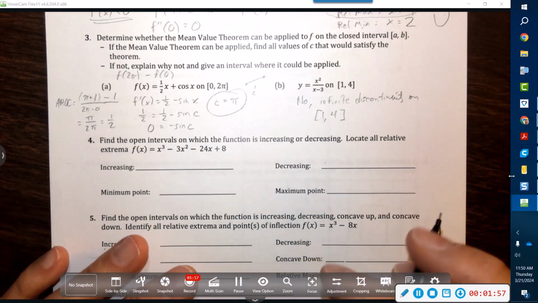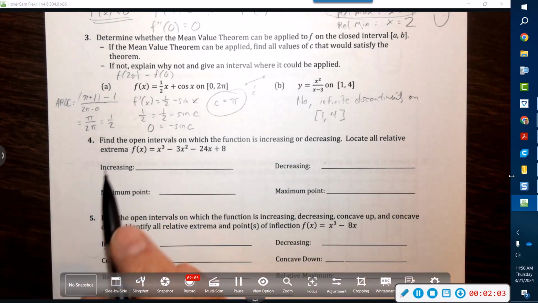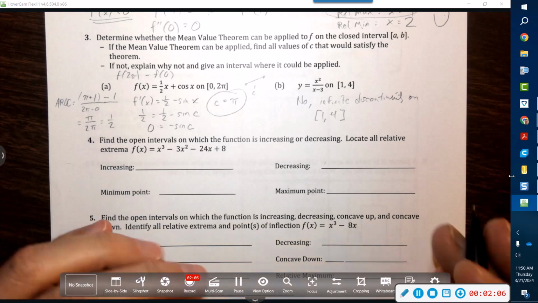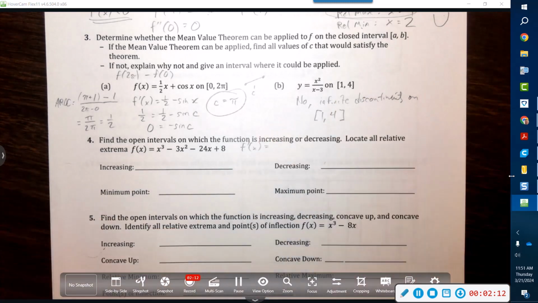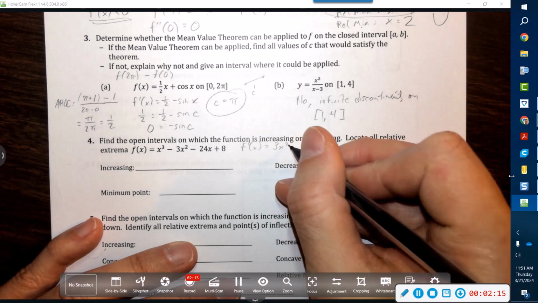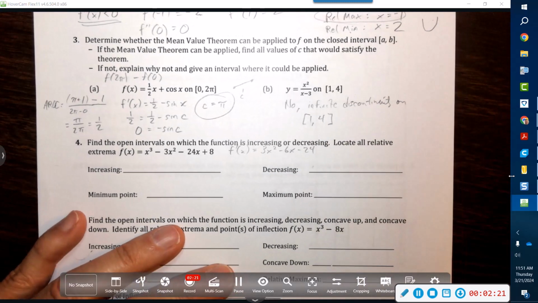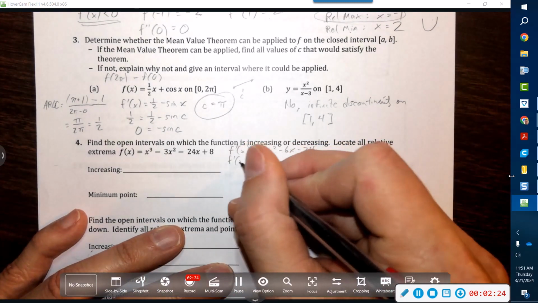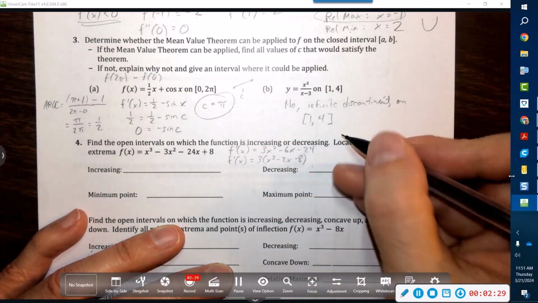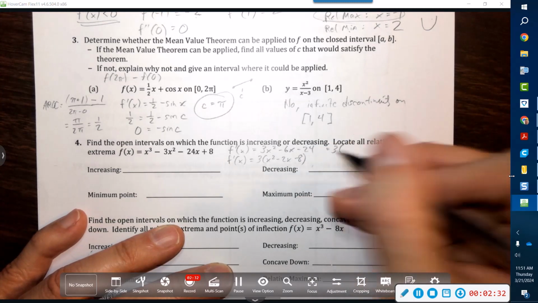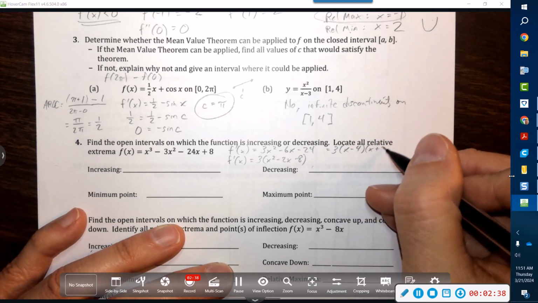Okay. So here, find the open intervals where this is increasing or decreasing, and find all relative extrema. Probably be better to do this on a separate sheet of paper, but if I want increasing or decreasing along an interval, that is absolutely the derivative. Okay, and so there's our derivative. I'm going to factor out a 3 here, and then I continue to factor, and I'm going to get x minus 4 and then x plus 2.